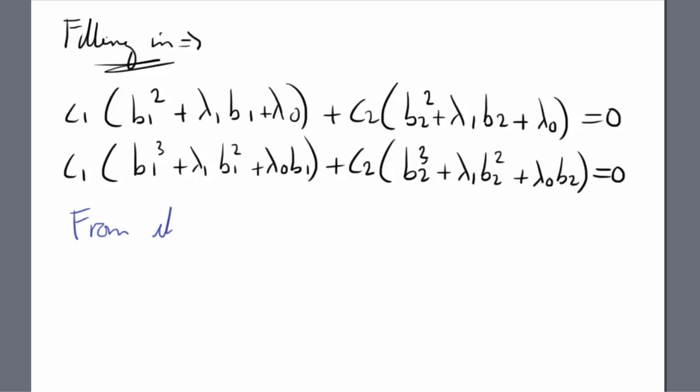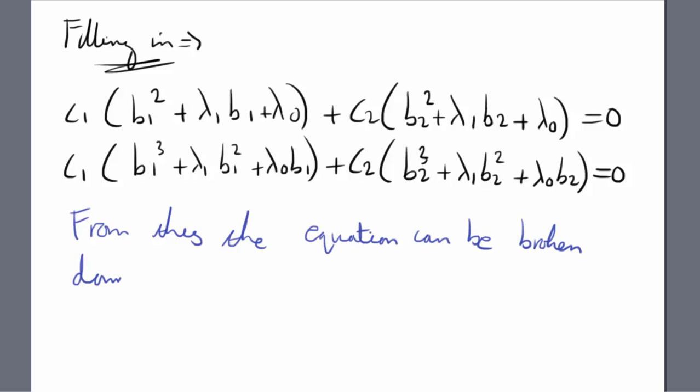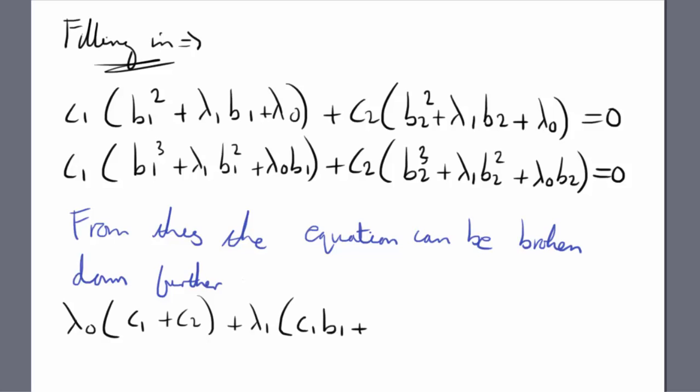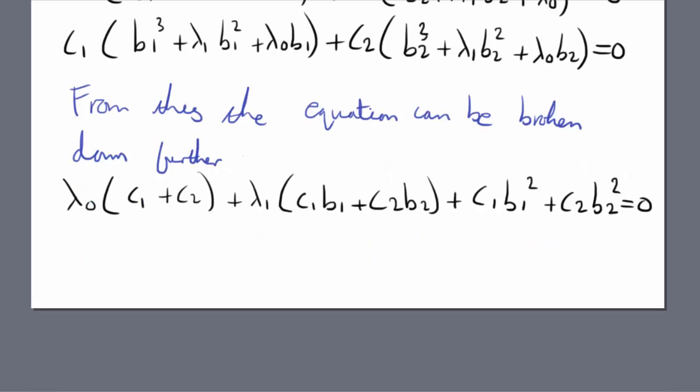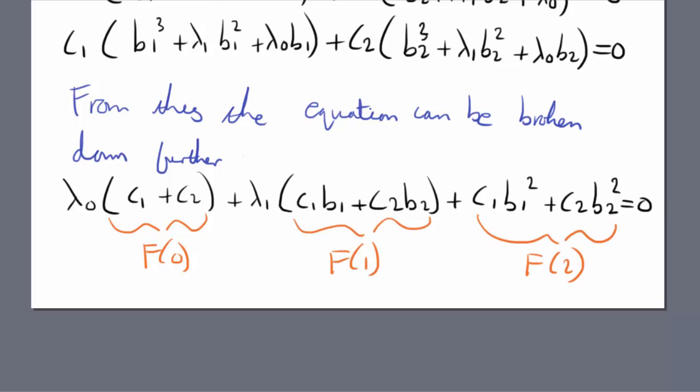And from here, the equations can be broken down even further. And in this form, it's probably the easiest form to see what exactly is happening. So we've got C1 plus C2, which is f of 0, C1 by B1 plus C2 by B2, which is f of 1, and C1 by B1 squared plus C2 by B2 squared, which is equal to f of 2. So they're all the data points multiplied by the lambda constants.